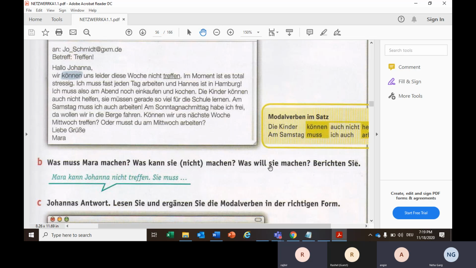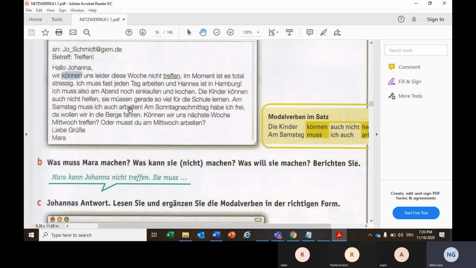Okay, Rashid, you can read out. No, read the whole paragraph, all the sentences you have written. You are asking and answering one by one. Tell me in one go what you have written, all the sentences. Okay, read out all the sentences. First, ich muss also am Abend noch einkaufen und kochen. She has to do shopping as well as cooking. Sie muss am Abend noch einkaufen und kochen.